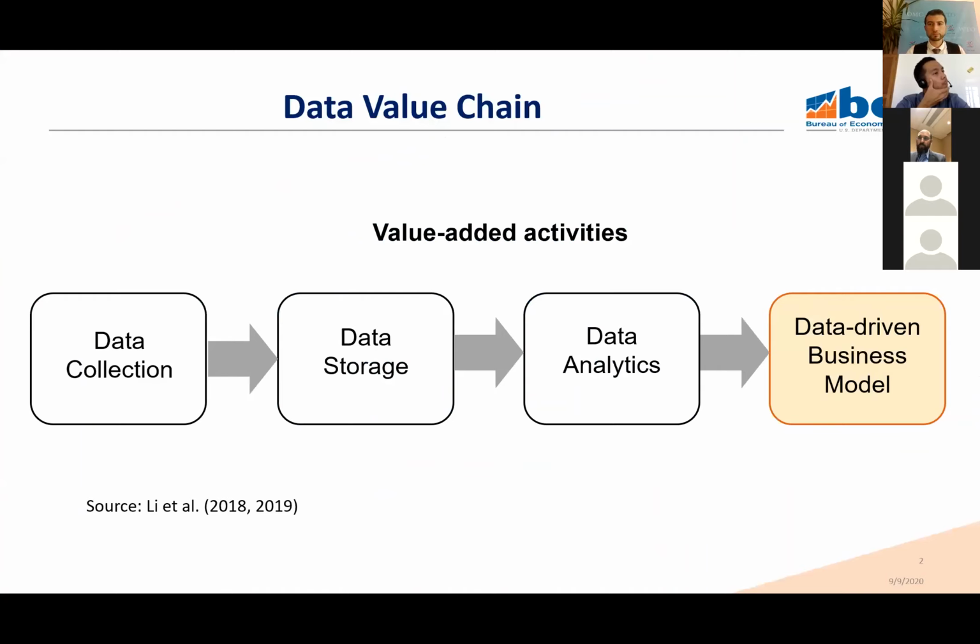Companies perform a series of value-added activities to create value from data. In general, the data value chain contains 4 stages: data collection, data storage, data analytics, and data-driven business model. The final stage is the data-driven business model, which includes business plans that guide the firm to use and monetize data. For example, what type of data to collect and how to use data to produce digital goods and services.